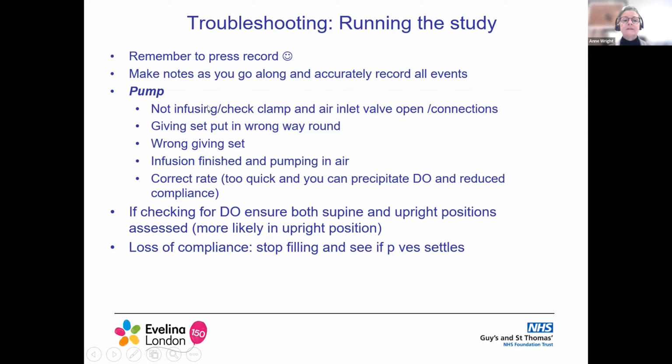If your pump is having difficulties, check your clamp, your air inlet valve, your connections. Classically, the problem of the giving set being put in the wrong way around actually removes urine out of the patient as opposed to pumping fluid in. Check that the giving set is correct. The other common error is that the infusion finishes and you start pumping in air, and that compromises the measurement of your traces.